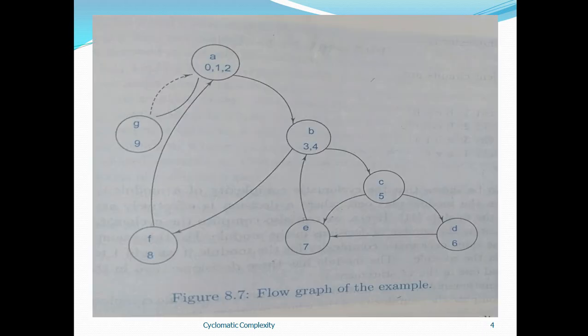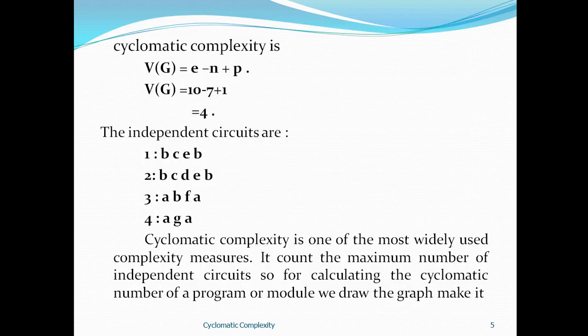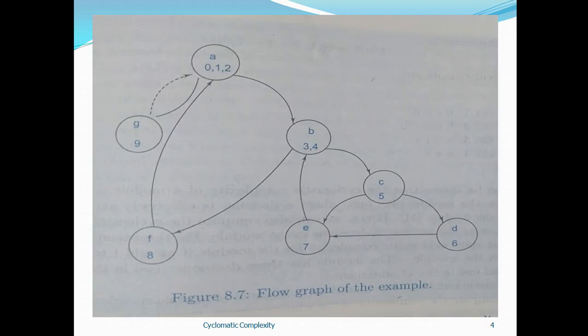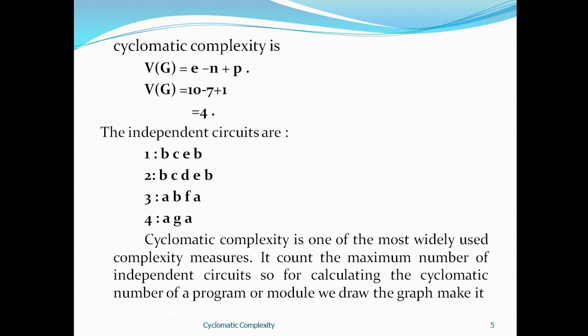And similarly, the next independent circuit is B to C, C to E, E to B: B, C, E, B. Node B to node C, then node C to E, E to B, which is a separate independent circuit. So B, C, E, B is represented in line number 1.